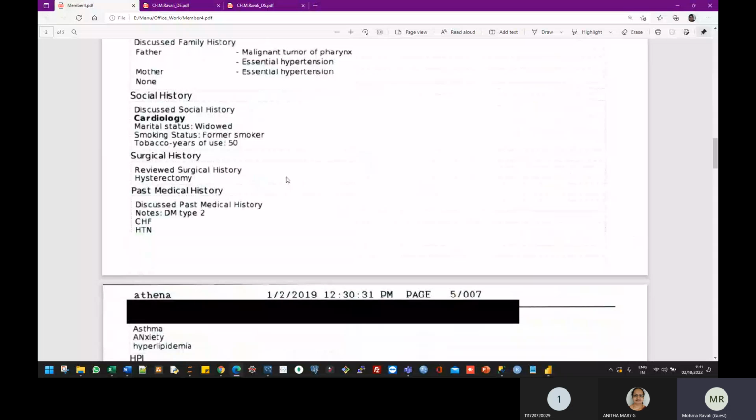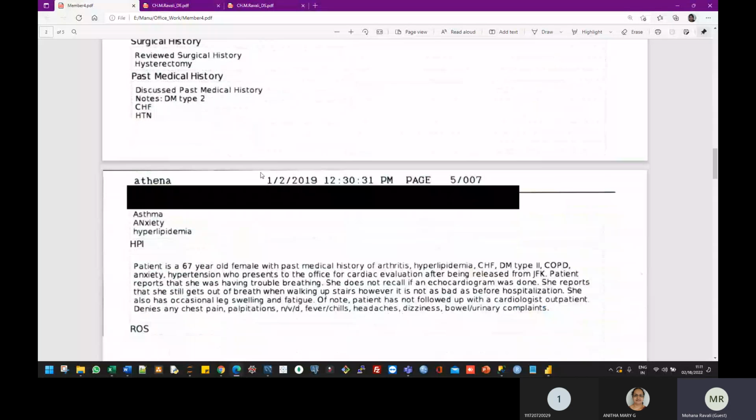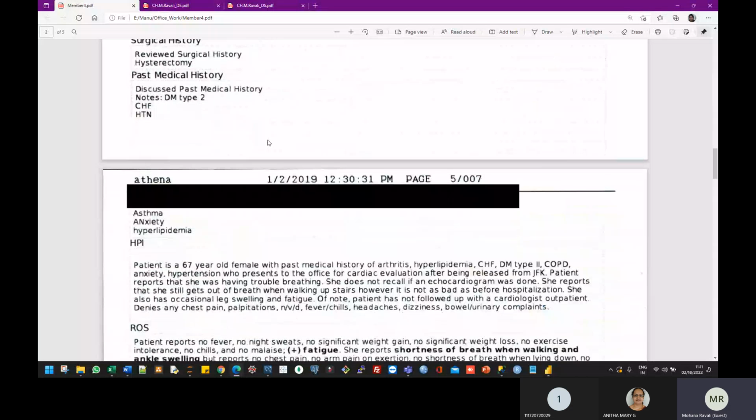Next, surgical history. Review surgical history. He had a surgery for past medical history. Okay. Next, now HPI. Now what exactly are the problems the patient is having. Patient is male, female, smoker, widowed. Very good.